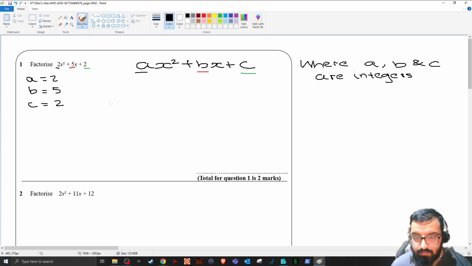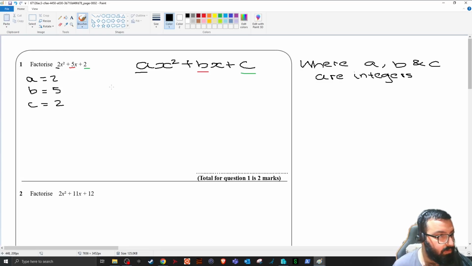So before starting to factorise any quadratic expression, we always need to figure out what a, b and c are. And of course, we always need to know the format that's given for any general expression, which is ax squared plus bx plus c. I hope that's cleared things up for this question so far.